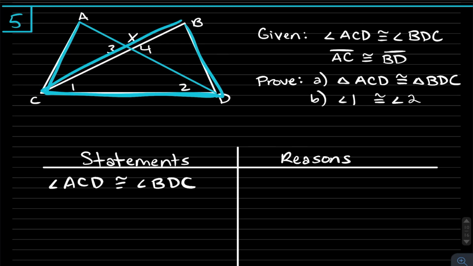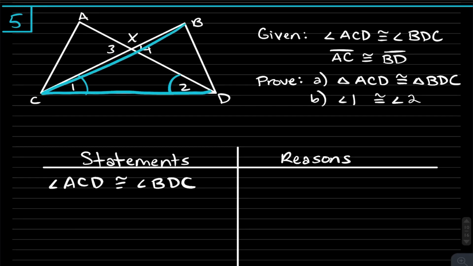Okay, so hopefully you can see those 2 triangles right there. We want to prove that they are congruent to each other, and then from that, we want to prove that angle 1 is congruent to angle 2. You should notice now how angle 1 and angle 2 are being formed. They're part of these triangles.